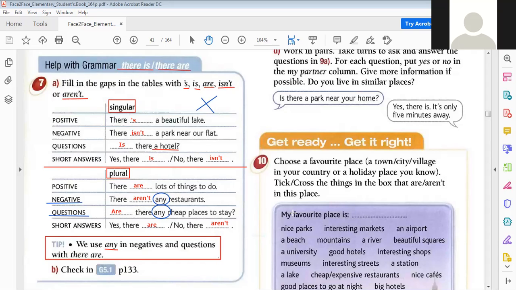Yes. Yeah, it's used for plural, for countable. Yeah, it's for countable. Is there any toast?